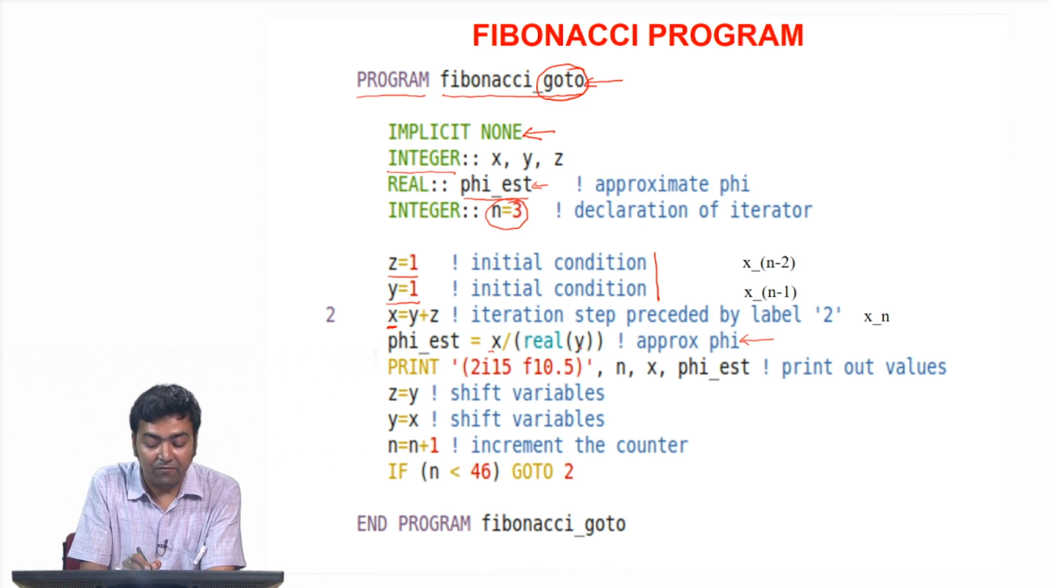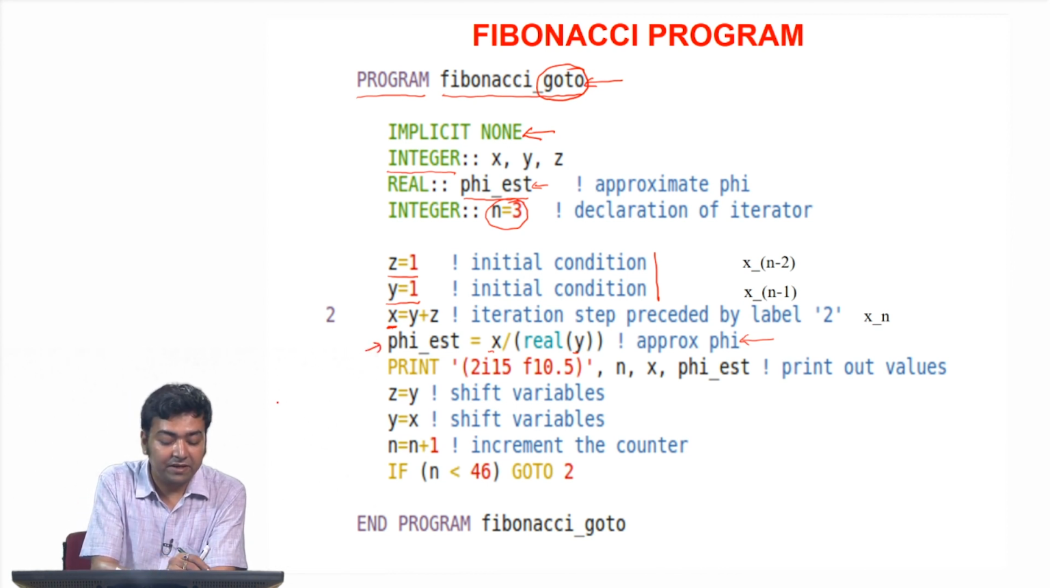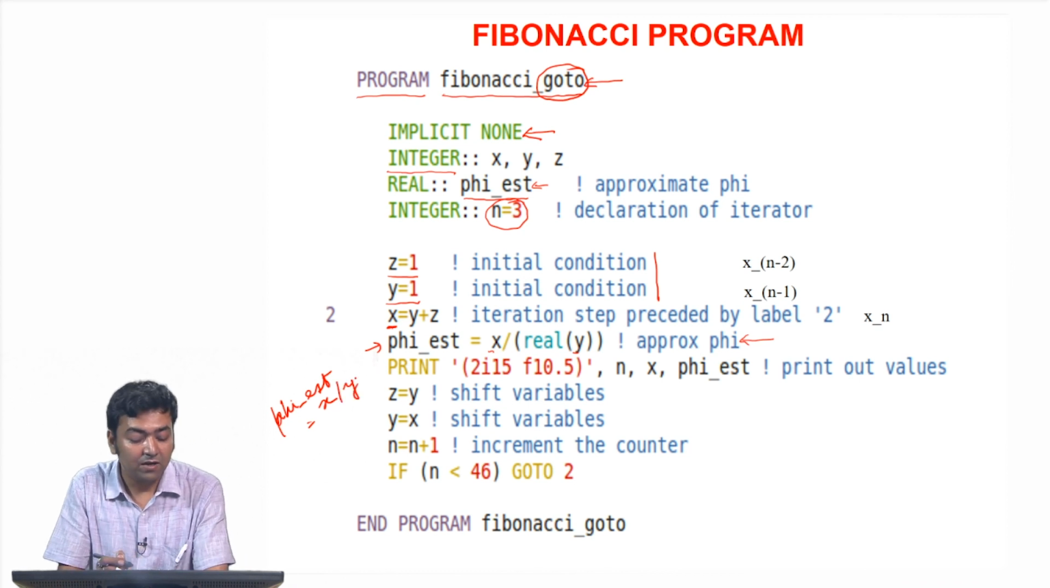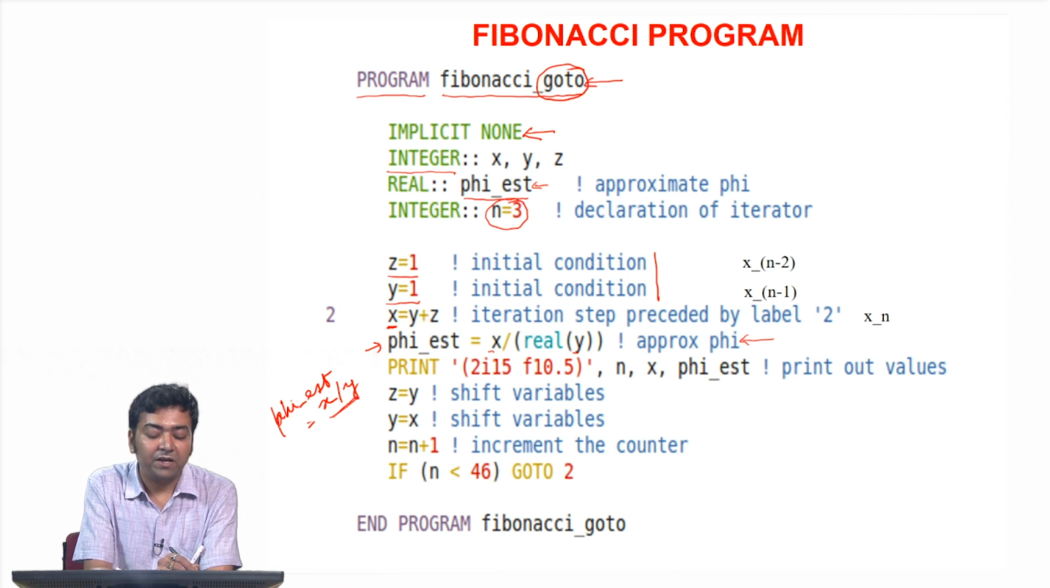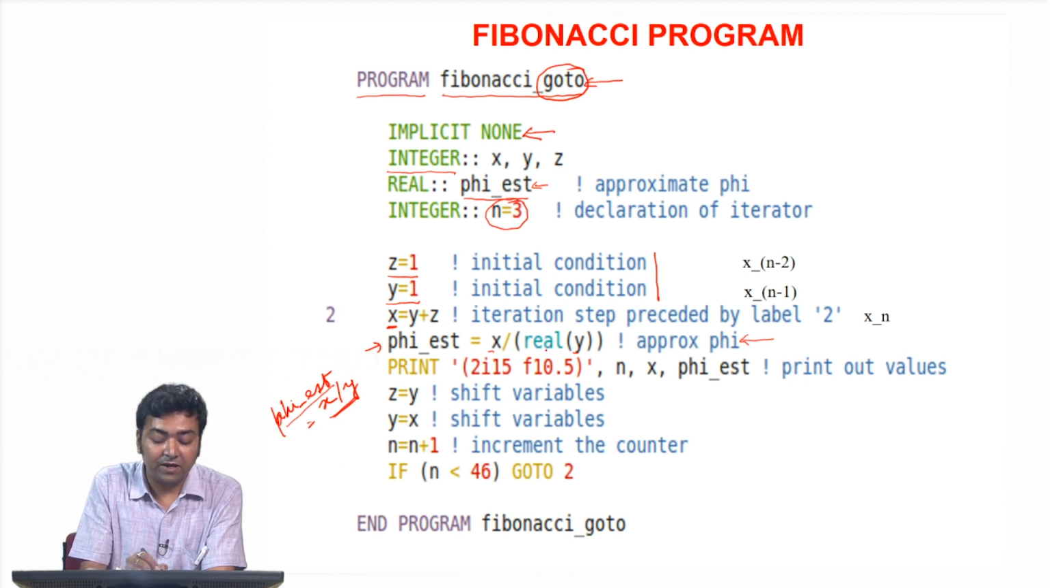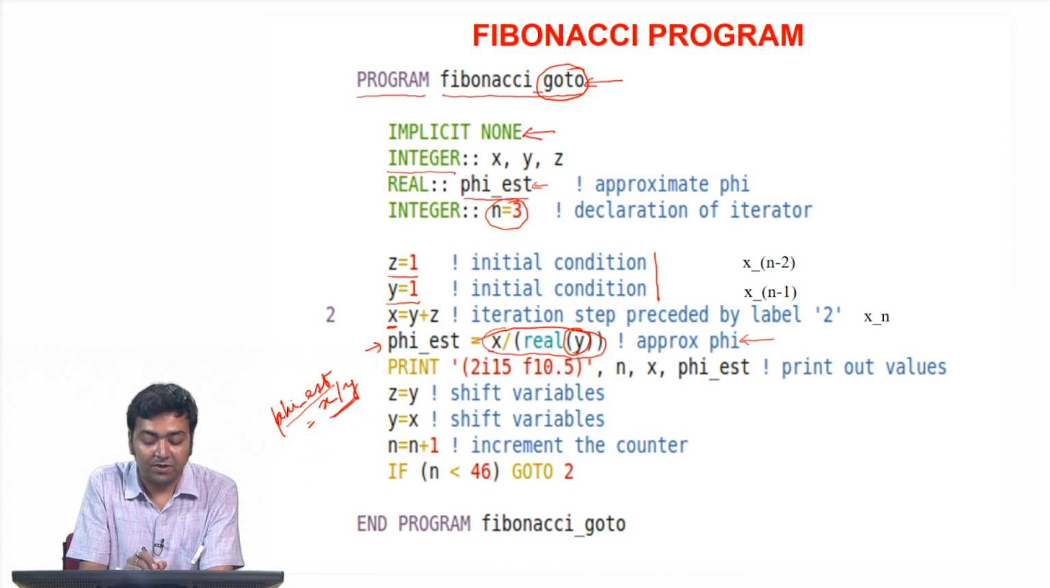Here my x and y both are integers. Had I written, instead of writing it like this, phi underscore estimate is equal to x by y, this division would have been an integer division, because x and y are always integers here. So, I would not get the correct estimate of the phi. Instead, what I have done is, I have converted one of the numbers, in this case y, to a real number, so that this mathematical operation, which is a division, will be a real mathematical operation instead of an integer operation.